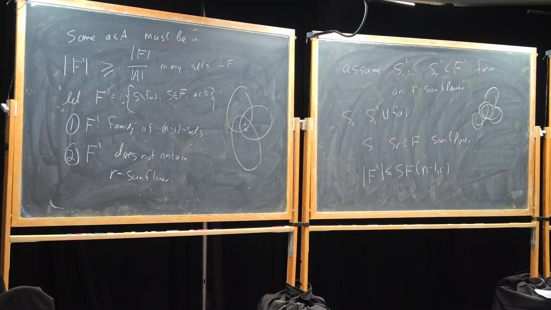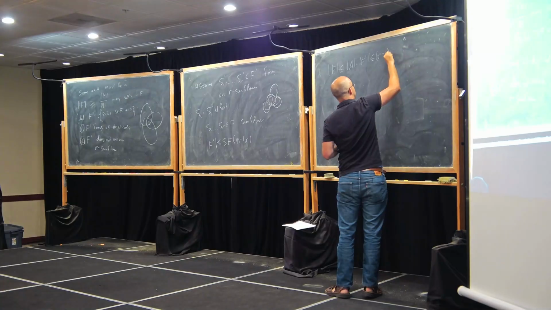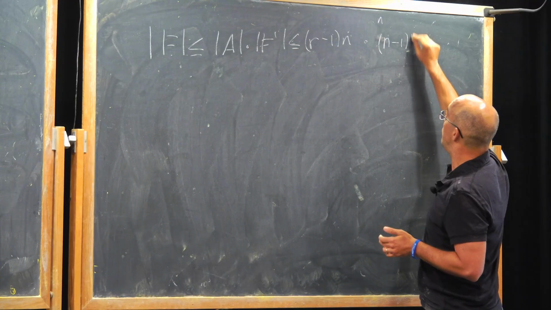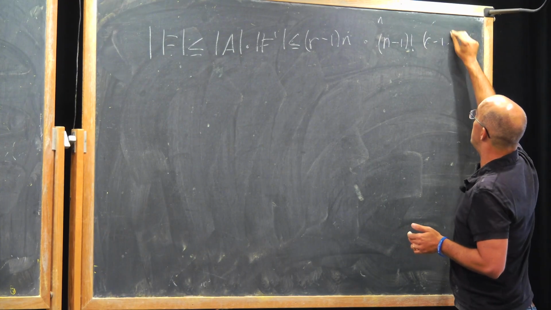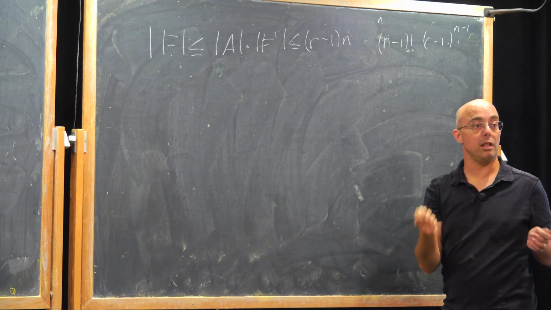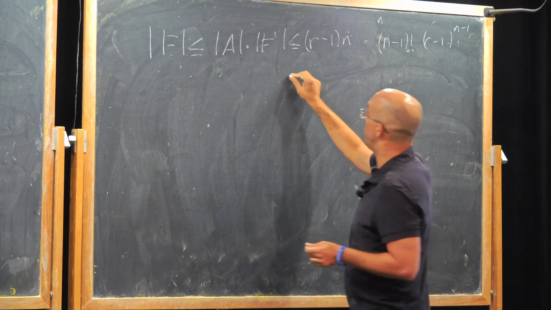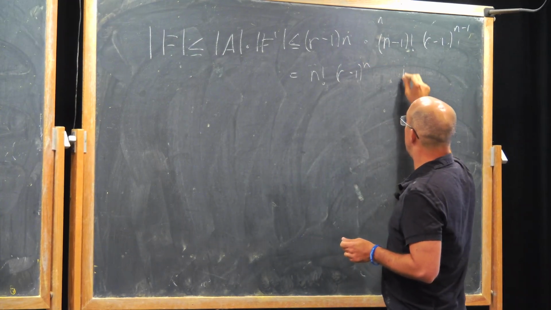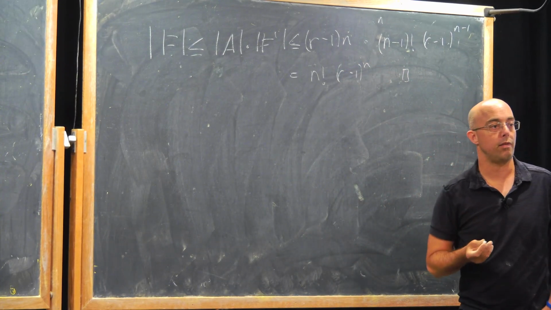Okay, so we just get that the size of F is at most the size of A times the size of F prime, which is at most, we have at most R minus 1 sets of size n. And now we can just plug in inductively the bound that we had before, which was (n minus 1) factorial times (R minus 1) to the n minus 1. Here you just apply the bound inductively for n minus 1, and we get exactly what we want to get: n factorial, (R minus 1) to the n. Okay, so this finishes this sunflower lemma proof.